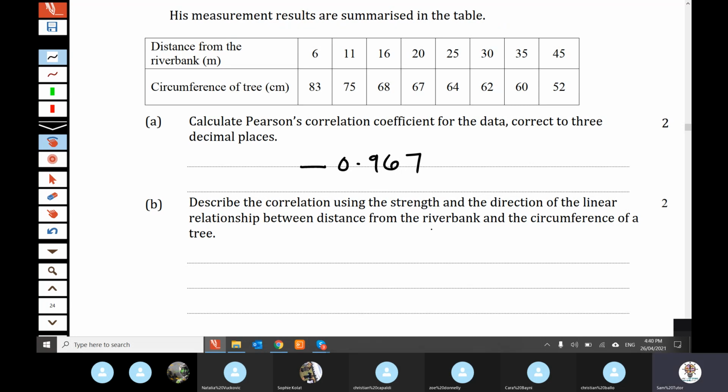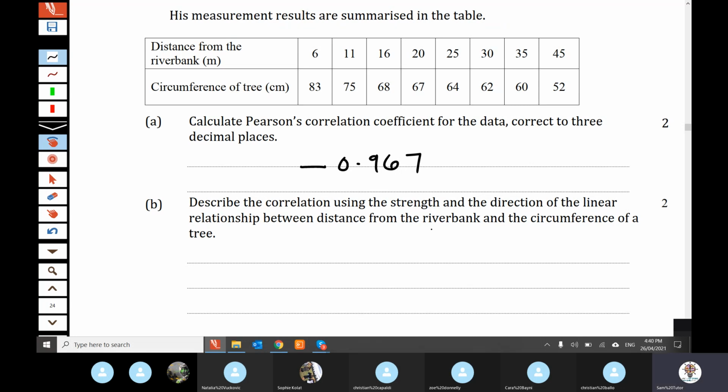Strong, negative, you can assume everybody that's doing this course should be able to write strongly negative. So that's 1 mark. But the second mark, to just get that extra mark, because it says describe, it doesn't just say state, it says describe, you've got to actually describe it. But here we go. 2 marks, would they have accepted? I'll find out right now. They would have accepted as long as you said the actual words riverbank and the circumference of a tree.